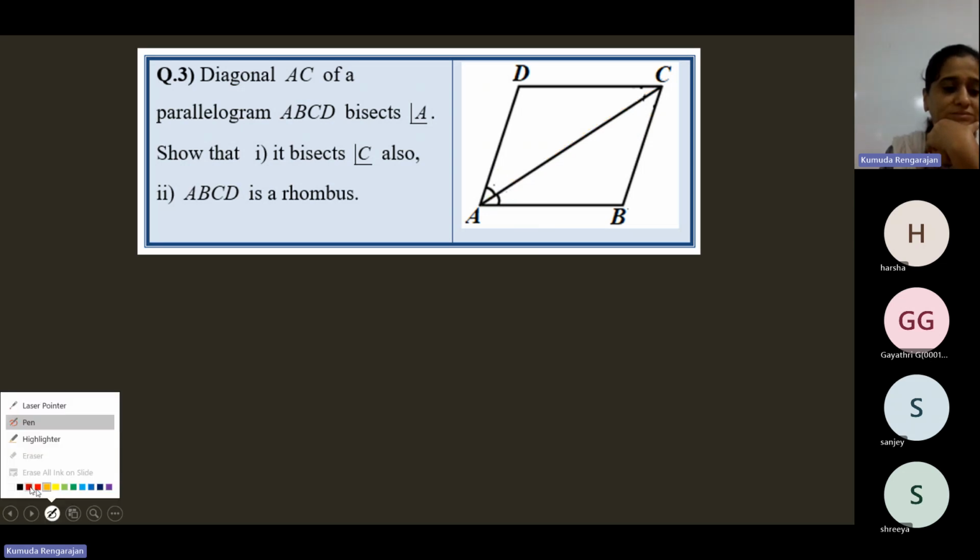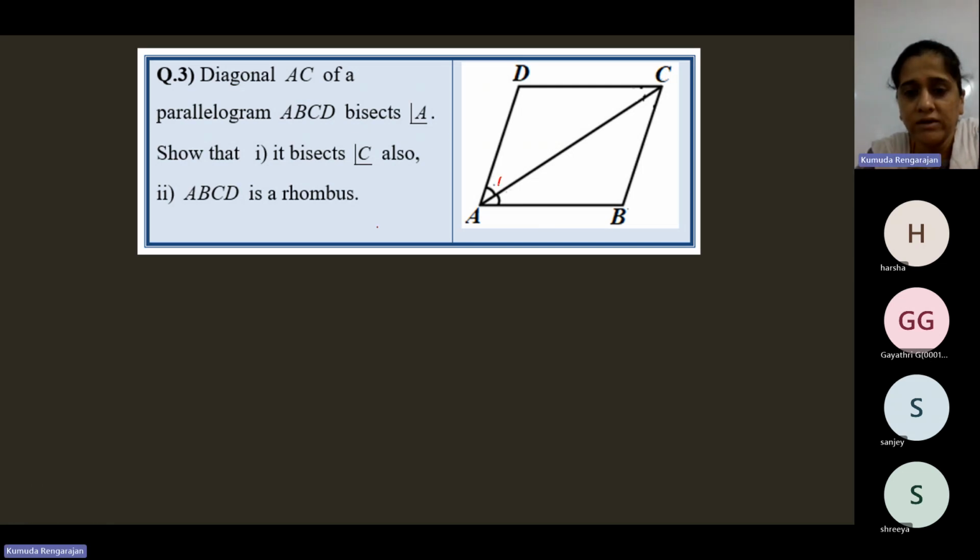Very simple. See here. One, two, three, four. Now, parallel line, transversal, parallel line. Why are we saying parallel line? Because it's a parallelogram. Opposite sides are parallel. So alternate interior angles are equal. Angle 3 is equal to angle 2. Alternate interior angles are equal.